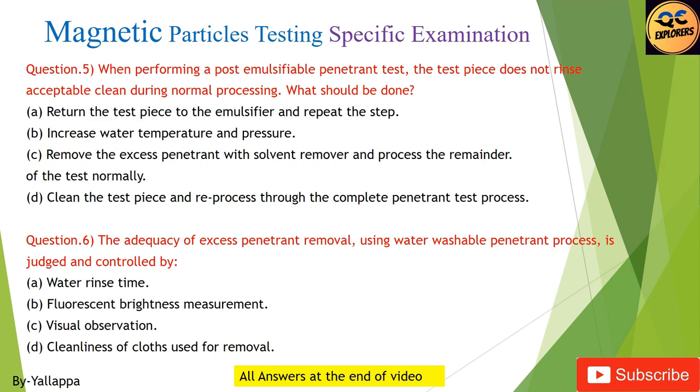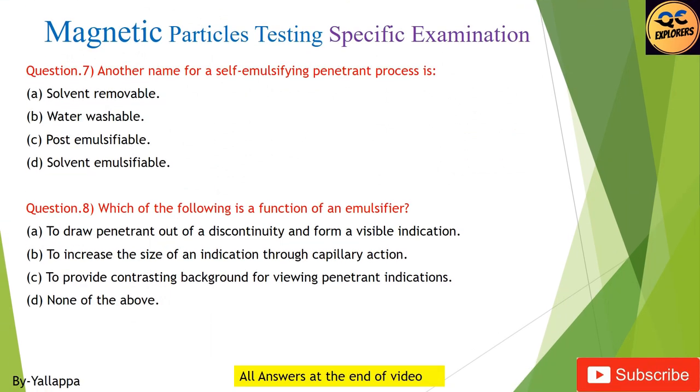Question 6. The adequacy of excess penetrant removal, using a water washable penetrant process, is judged and controlled by water rinse time; fluorescent brightness measurement; visual observation; cleanliness of cloths used for removal. Question 7. Another name for a self-emulsifying penetrant process is solvent removable, water washable, post-emulsifiable, solvent emulsifiable.